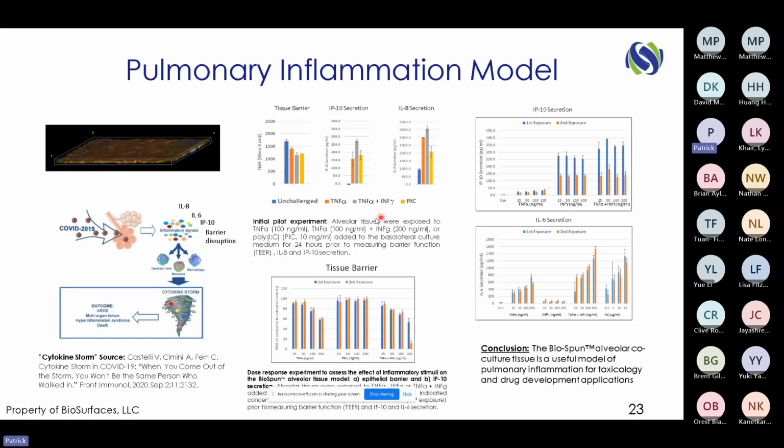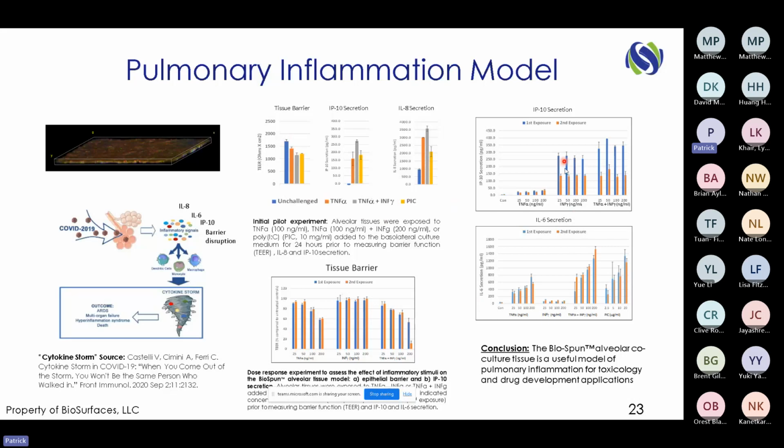So in our first pilot experiment, we did find that compared to the unchallenged, exposure to TNF alpha or a combination of TNF alpha and interferon gamma or poly-IC did indeed cause significant lowering of the barrier and concomitantly pretty robust secretion of IP-10 as well as IL-8. In subsequent experiments, we evaluated a little bit further, looking at the dose response, and we found in this case that it was primarily TNF alpha that led to the disruption of the barrier, as opposed to the interferon gamma. Maybe even a little bit of synergy when you put the TNF alpha and the interferon together, but TNF alpha did it by itself as opposed to interferon gamma.